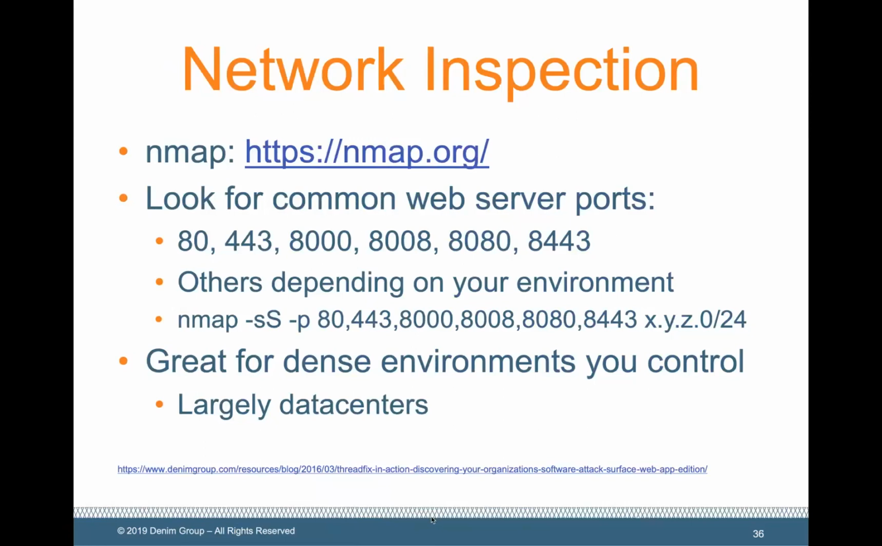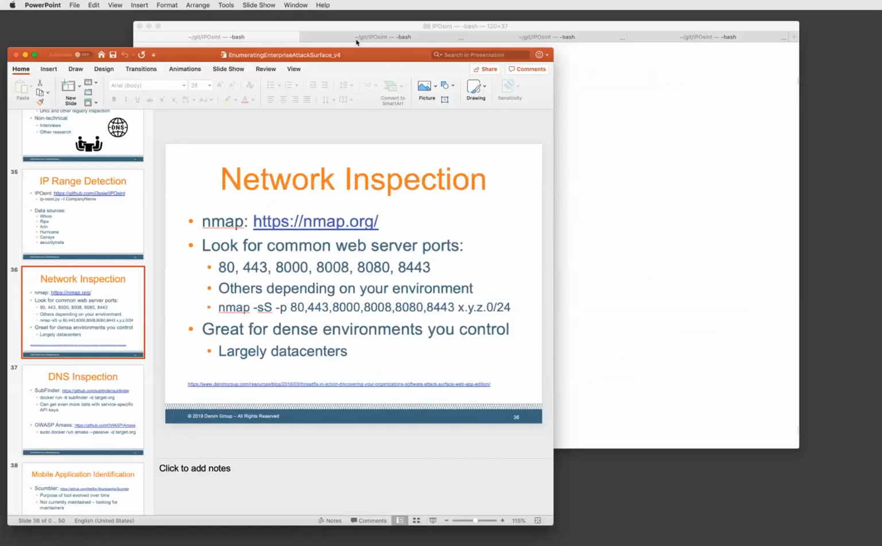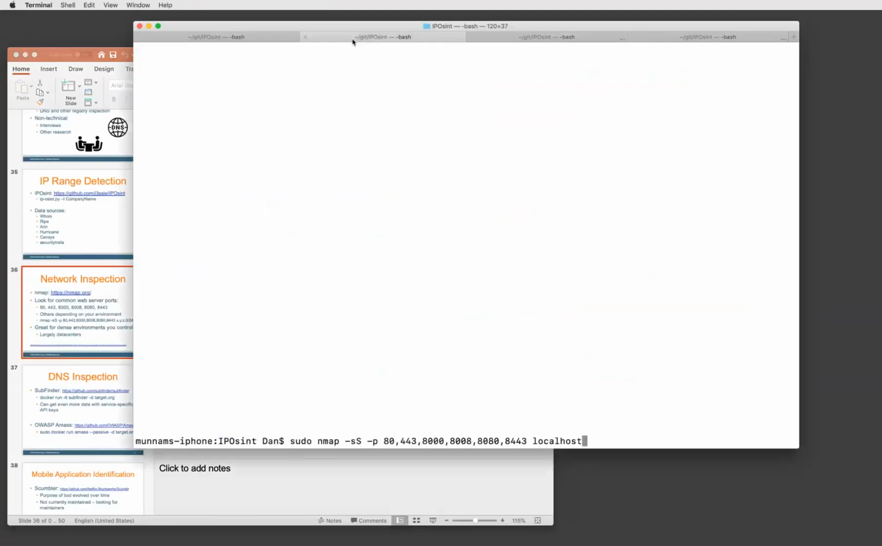I know that everybody who is conscientious enough to attend today's webinar, clearly you would never do that in your organizations. Clearly. But for the people that aren't attending today, and in my experience in working with different organizations, from time to time it does happen. And so this is especially great for dense environments that you control. If you have data centers or portions of data centers that you control, you can run Nmap to identify where it looks like we're hosting potential web applications.